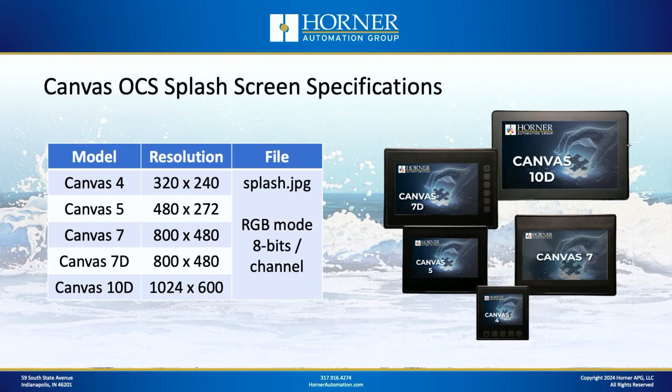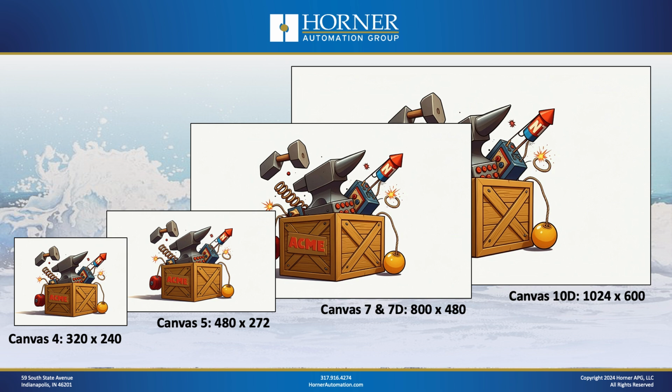Now, in terms of the specifications for that image you're going to be creating, as I mentioned earlier, you're going to be creating an image in the JPEG format, the default JPEG format of RGB mode, 8 bits per channel. That's typically what you'll find with JPEG. And then you can see the chart of the different resolutions for the different models in the Canvas line here. And this is what it looks like if you take a look at the images you would create for each of the different units.